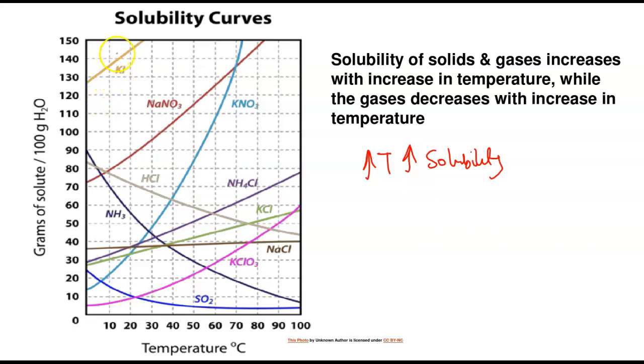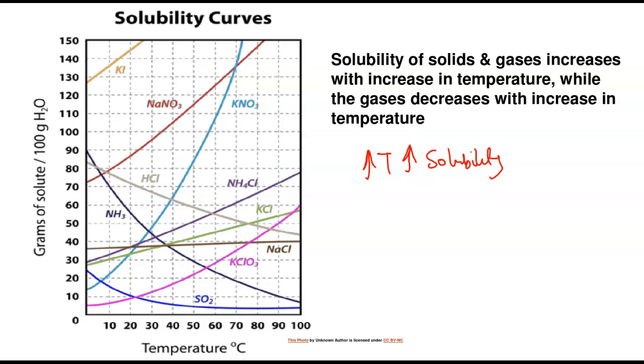Now, this is potassium iodide, that is a solid. As temperature is increasing, going from 0 to 100, the distance begins to increase. See, this is a slope. This slope shows you there's an increase in solubility, from about 130 going to 150, the more temperature is increased. You look at sodium nitrate, the same pattern is seen here. Even if you look at potassium nitrate, you see this exponential curve: the moment you increase the temperature, the solubility jumps up exponentially. The same thing happens to ammonium chloride, and most solids will always show you this pattern.